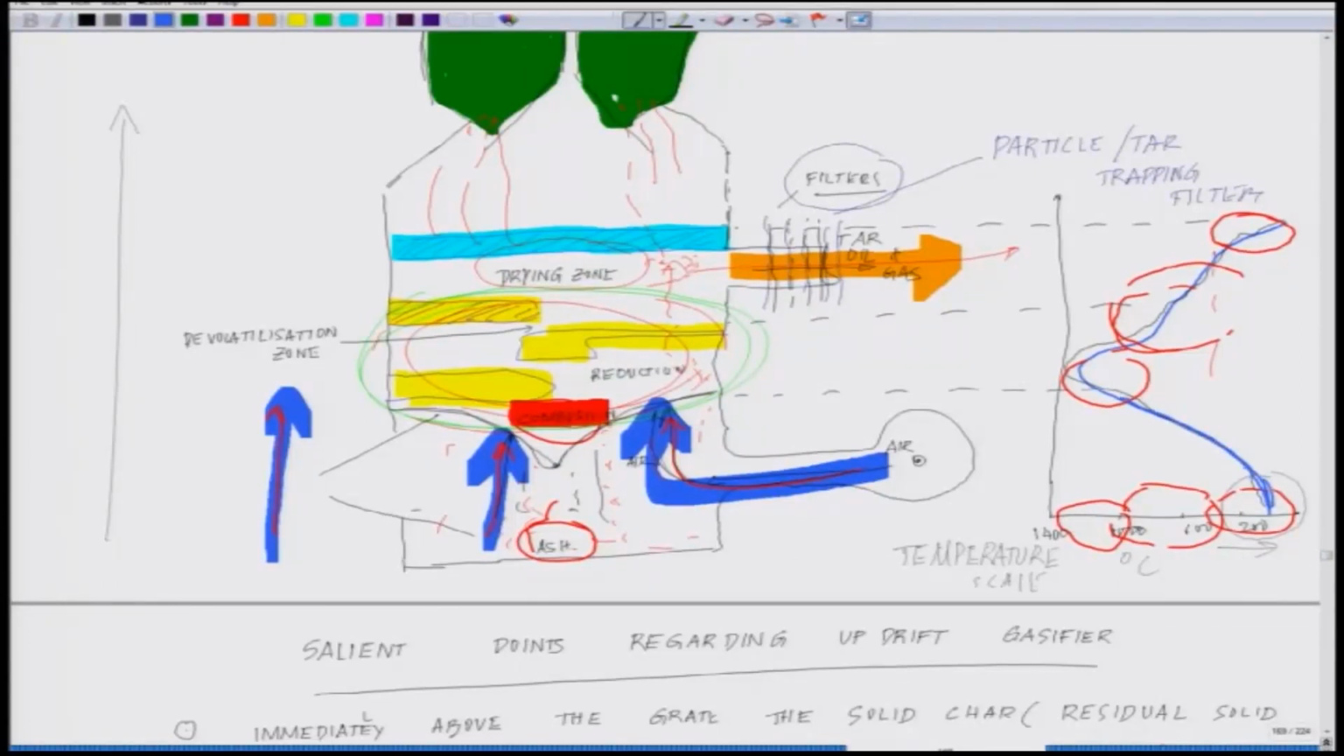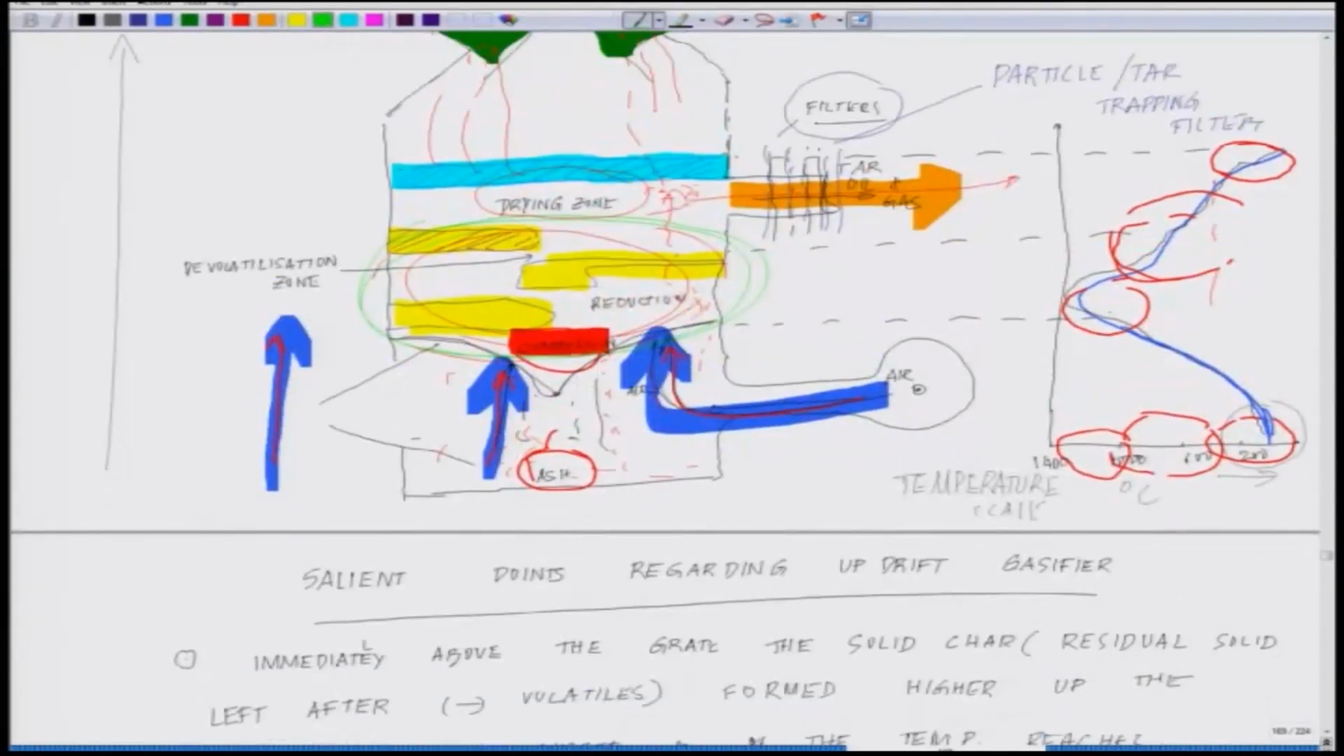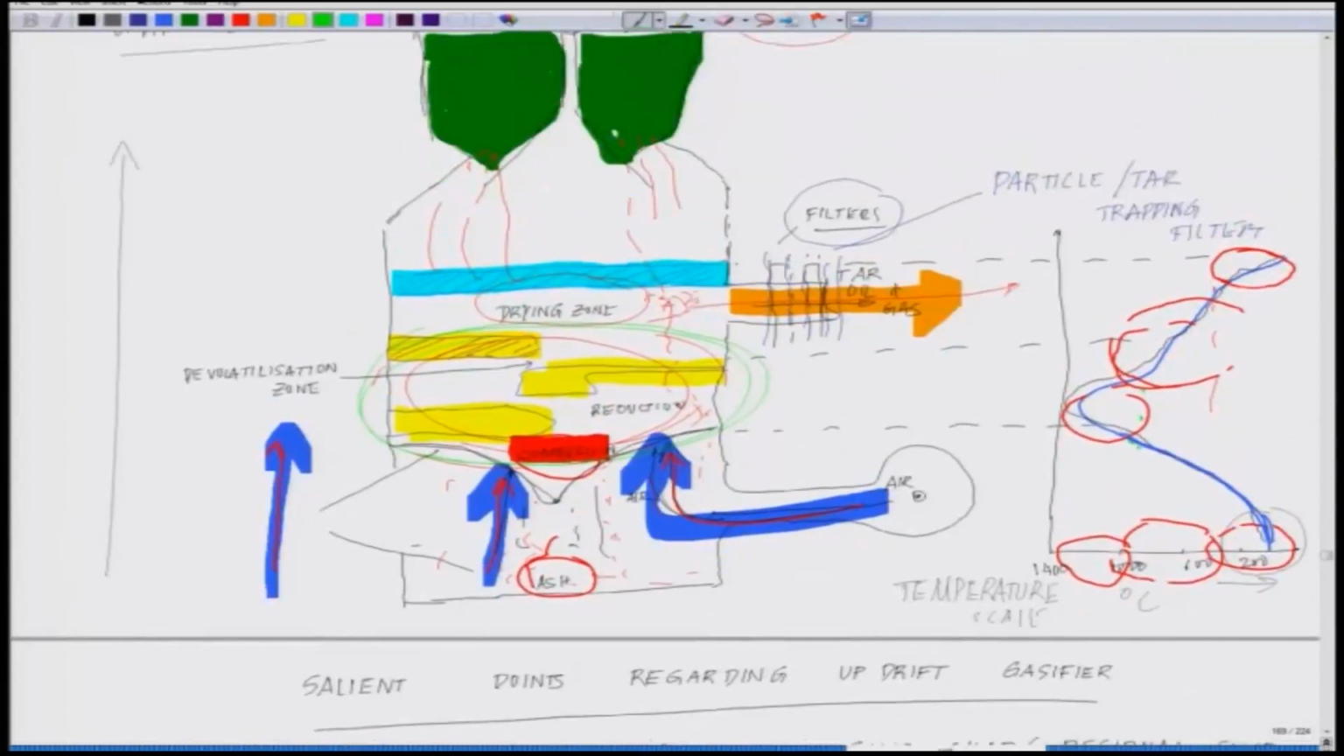As compared to here, just for your understanding I am doing it, do not get confused. Here what is happening, it is happening more like this. So, there is a shift in the downdrift and this is the updrift. So, DD stands for the downdrift gasifier. So, in the downdrift, that blue line is shifting more towards the left, so more towards the high temperature.